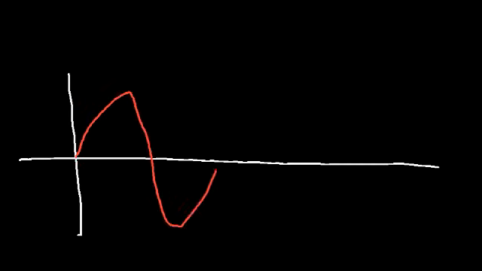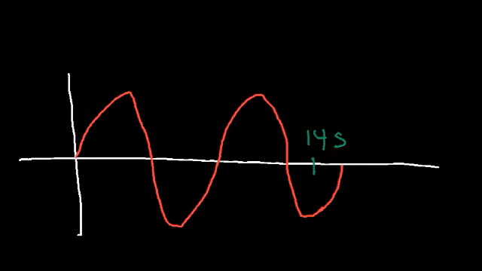So let's say you have a wave that looks like this. At this point, you know that the time is 14 seconds. How can you figure out the time at this point, which is the time for 1 cycle? So we know that's the period. How can you find the period of this particular graph? Feel free to pause the video and try this example.